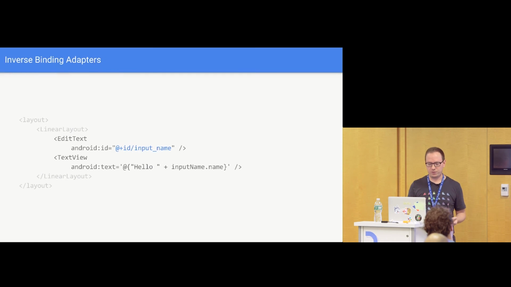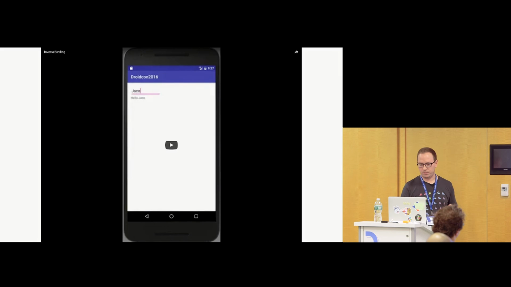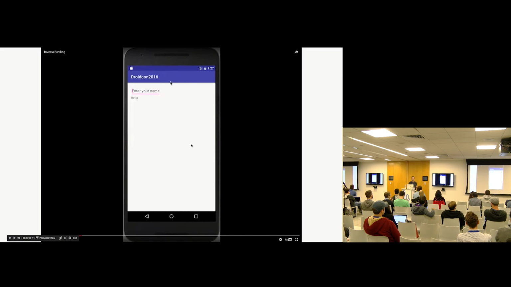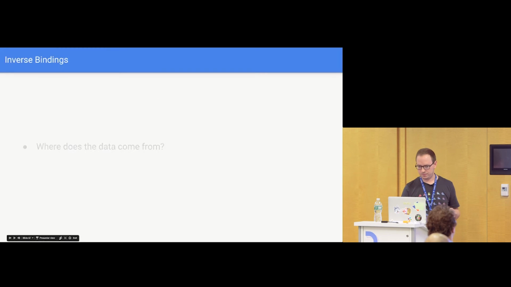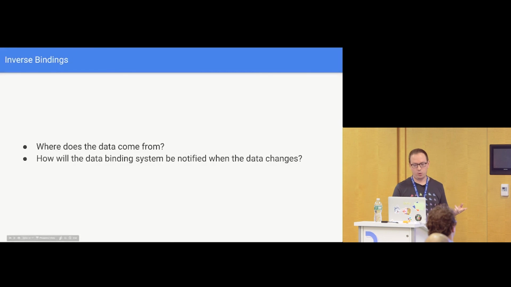So you'd ask yourself two questions about how this works. How am I going to get the name from this edit text directly in a data binding expression? Actually, quick example of how that works in real life. So that requires no code. It's just a simple data binding expression. So how does it work? First of all, where does the data come from? And how will the data binding system be notified when that value changes?